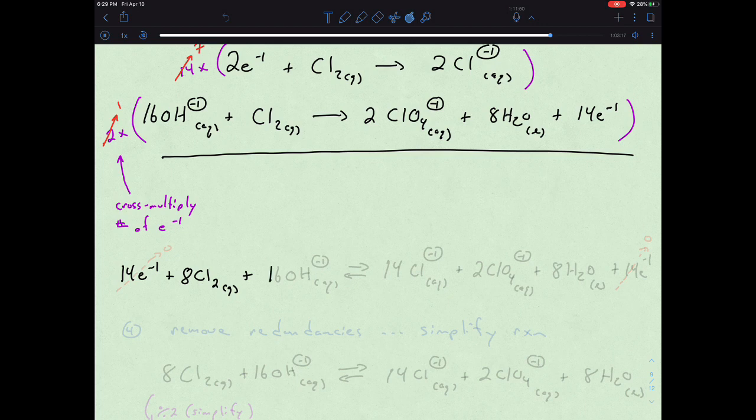And then plus our 16 hydroxides is producing 14 of our chlorides plus our 2 perchlorates plus 8 H2O and then 14 electrons.